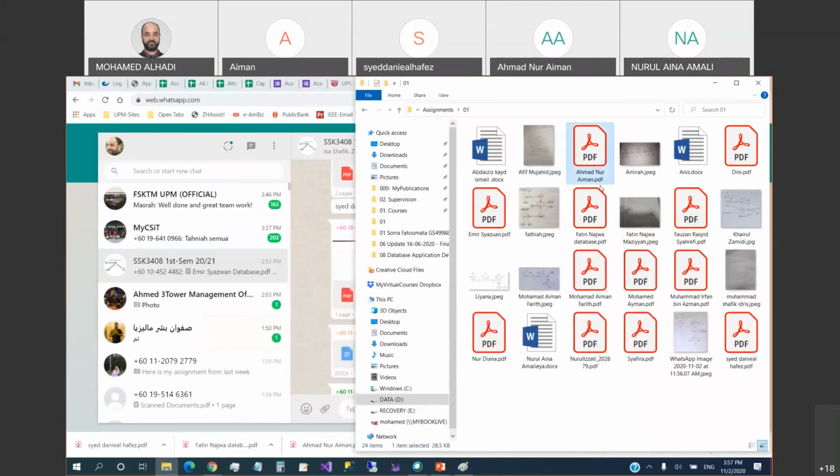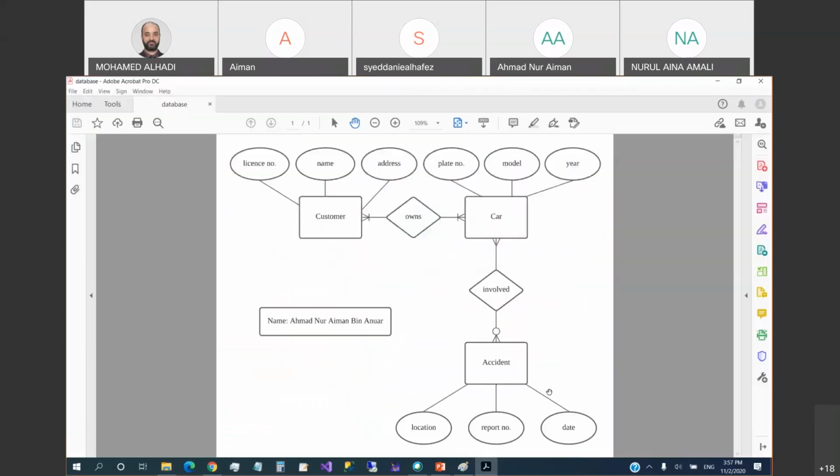Then Ahmed Nur Ayman. This one is done or not? Not yet, Doctor. Okay, what kind of tool is this? I use Lucidchart. Yeah, it looks clean. Customer, you missed the underline to mention what's the primary key. I missed the underline. Yeah, license number, plate number, report number also need the underline.